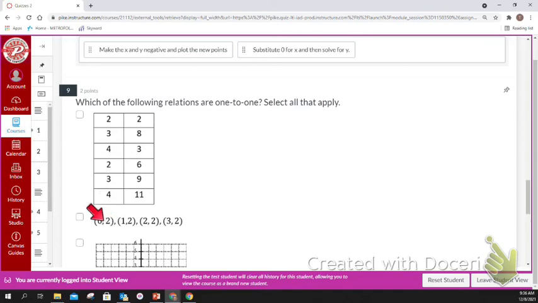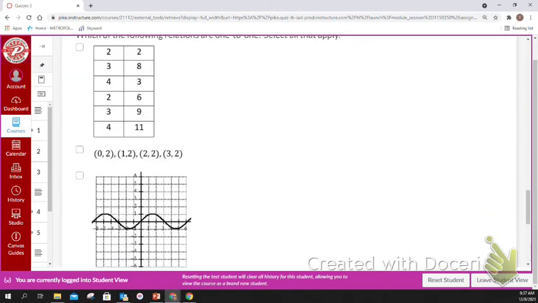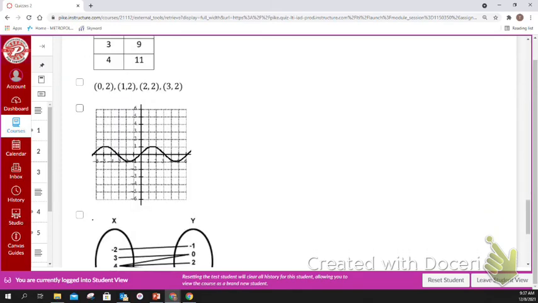All right, for the second one here, notice that the y values are the same. So you can't have repeats in x or y. So this is also not one-to-one. This graph would fail the horizontal line test. So this fails a horizontal line test. If I draw a horizontal line, it's not going to pass it. So that's not one-to-one.